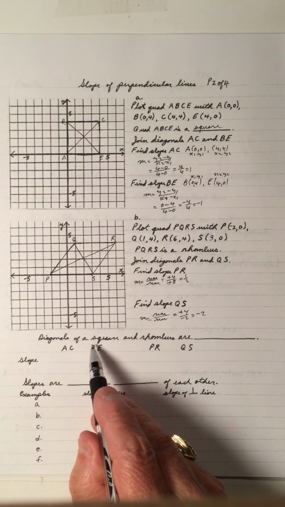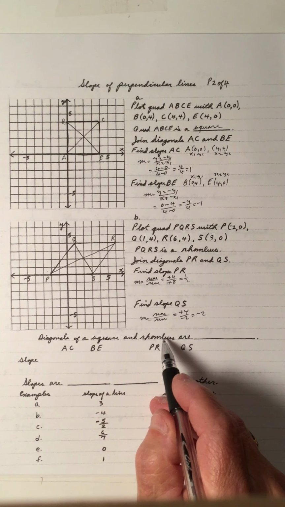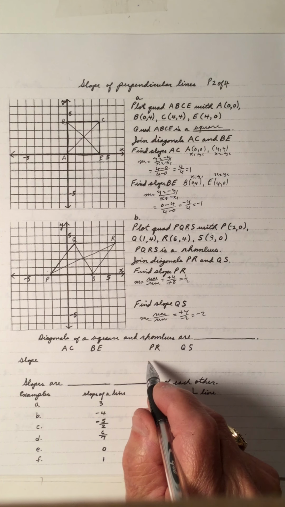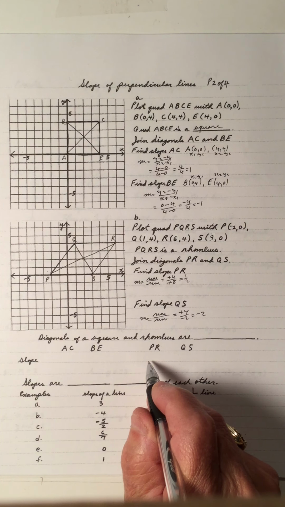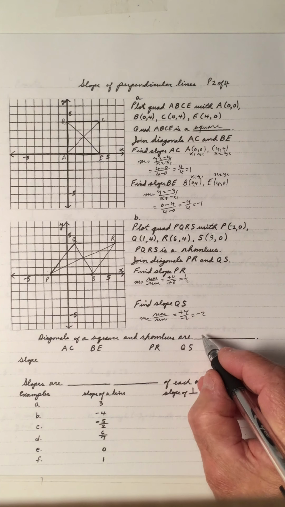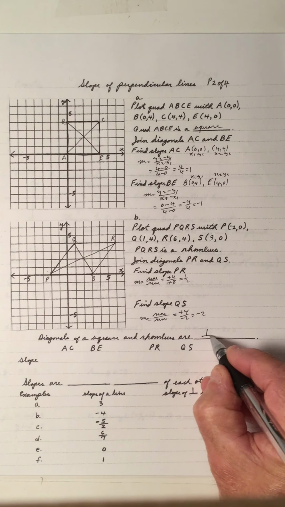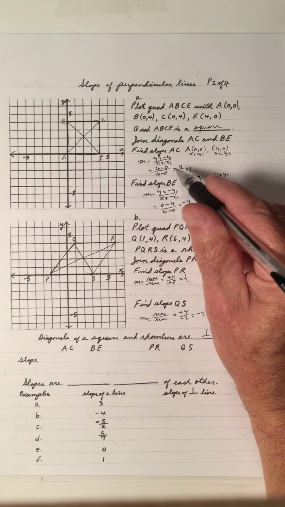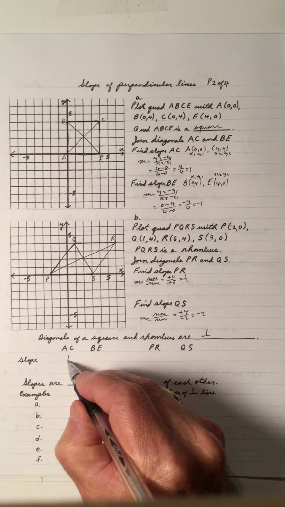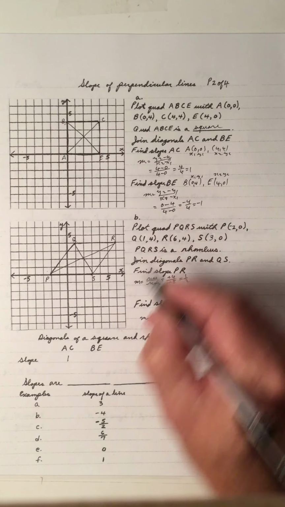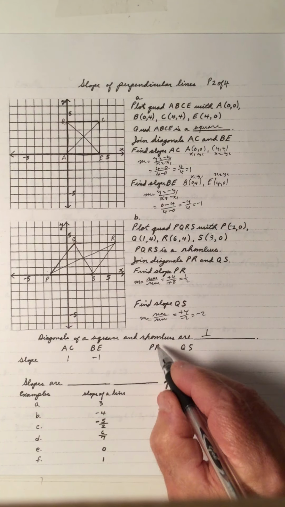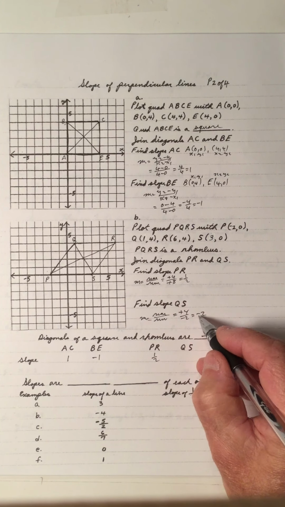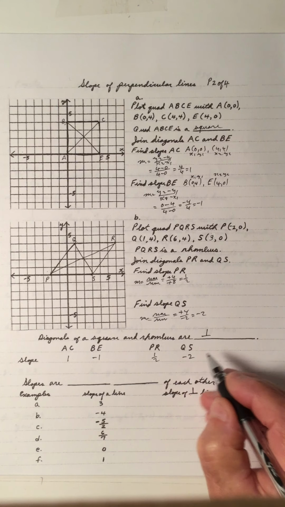Okay, what am I getting at? Well, the diagonals of a square and a rhombus are perpendicular to each other. I'm going to do a video on the quadrilaterals, but I haven't done it yet. The slope of AC is 1. The slope of BE is negative 1. The slope of PR is a half. And the slope of QS is negative 2.